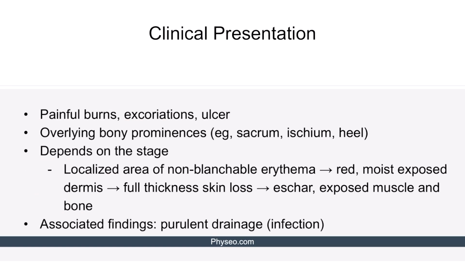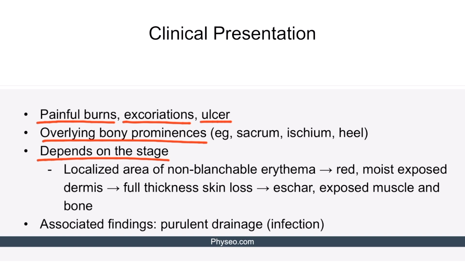Patients present with painful burns, excoriations, and ulcers of various degrees of injury overlying the bony prominences. Typically affected areas include the sacrum, ischium, and heels, but any area subjected to constant unrelieved pressure can be affected. The degree or level of injury depends on the stage of the ulcer. It ranges from local tissue and superficial skin changes to very deep injury that can reach the bones.